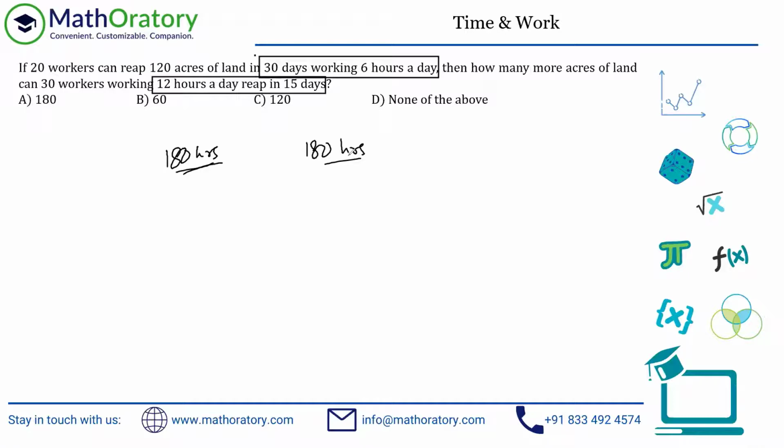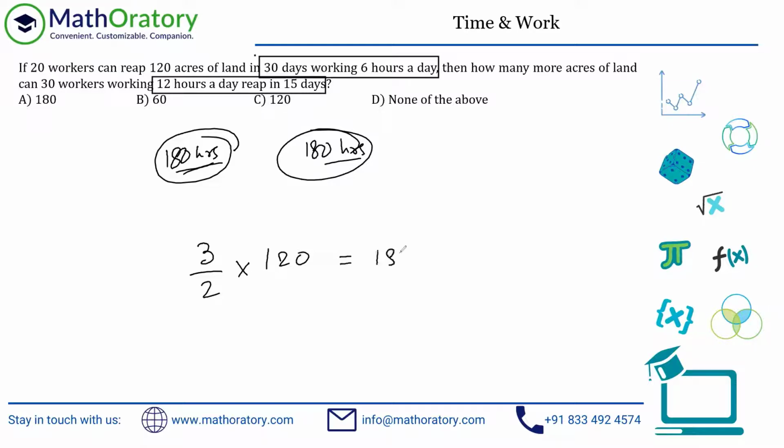The interesting part that I found after doing this is that there is no change in time actually, right? So whatever change is going to happen is because of changing the number of workers. So we are making the workers 3 by 2 times. Initially we had 20 workers, now we have 30 workers, right? If you have more workers, we can do more work. So we can now effectively do 3 by 2 of the original work, which is 120 acres. We have to take this proportionality because nothing else has been mentioned. So effectively now they can reap 180 acres of land. But remember, we have to look for how many more acres. So the answer will be 60.